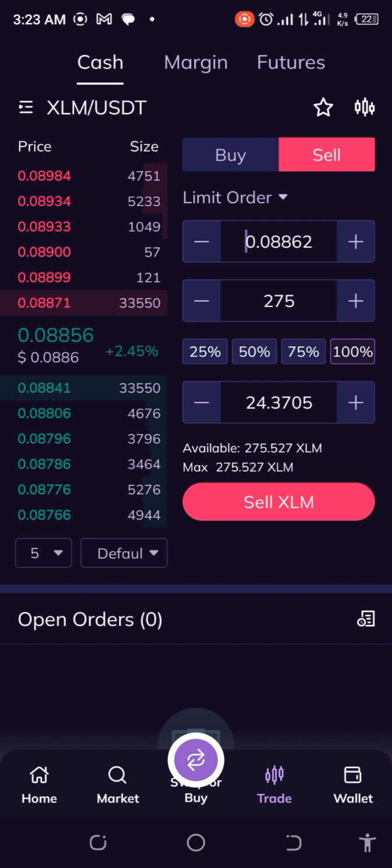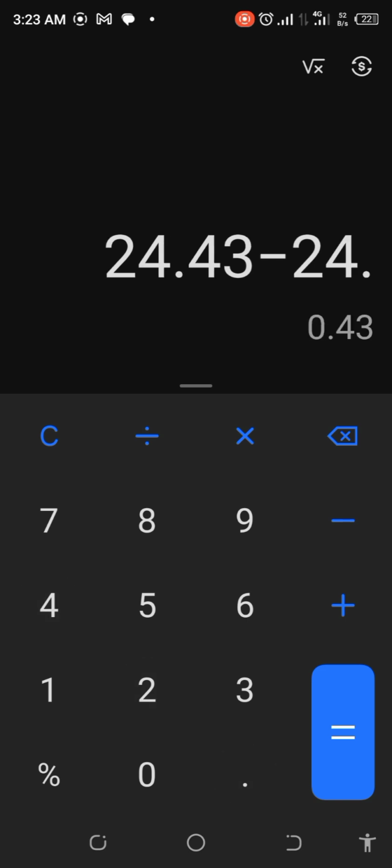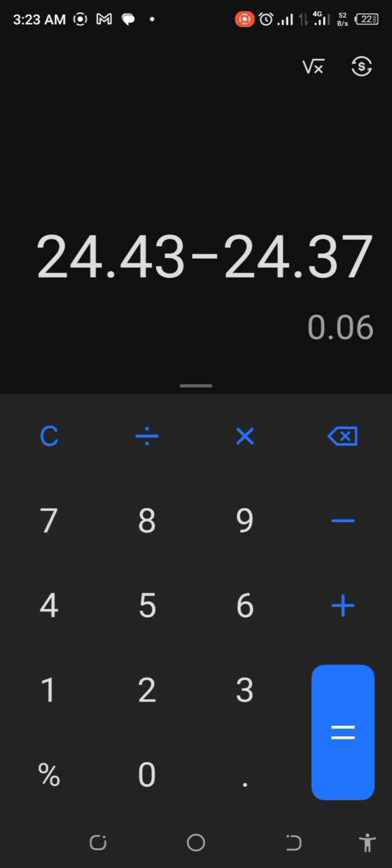Now, what's it gonna be? Let me check the calculator. So mind my mathematics, just wanted to be sure anyway. So I had 24.43. All right, now if I change this right now at the price it is, I'm going to have 24.37. That means I'm going to lose 6 cents. Oh no, I don't think I want to do that.